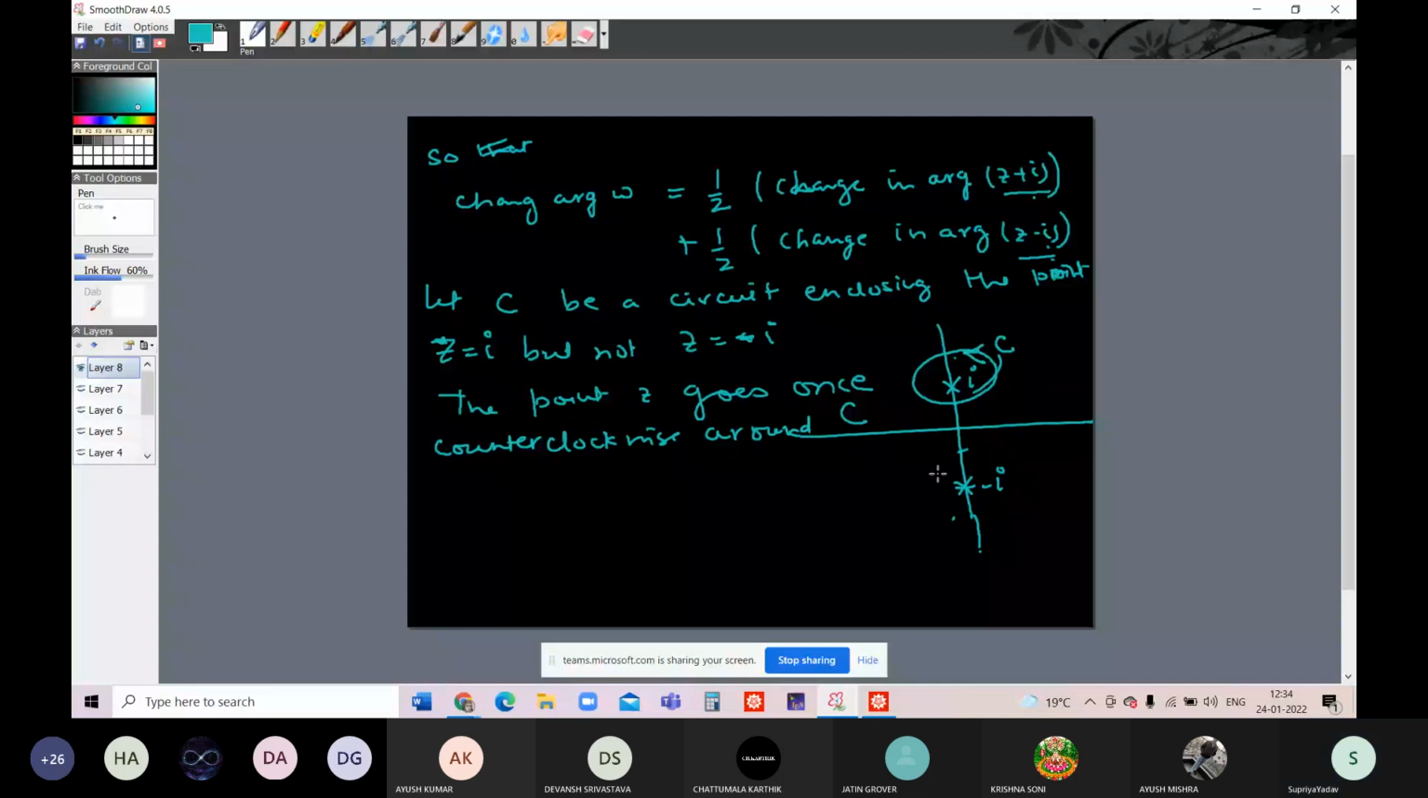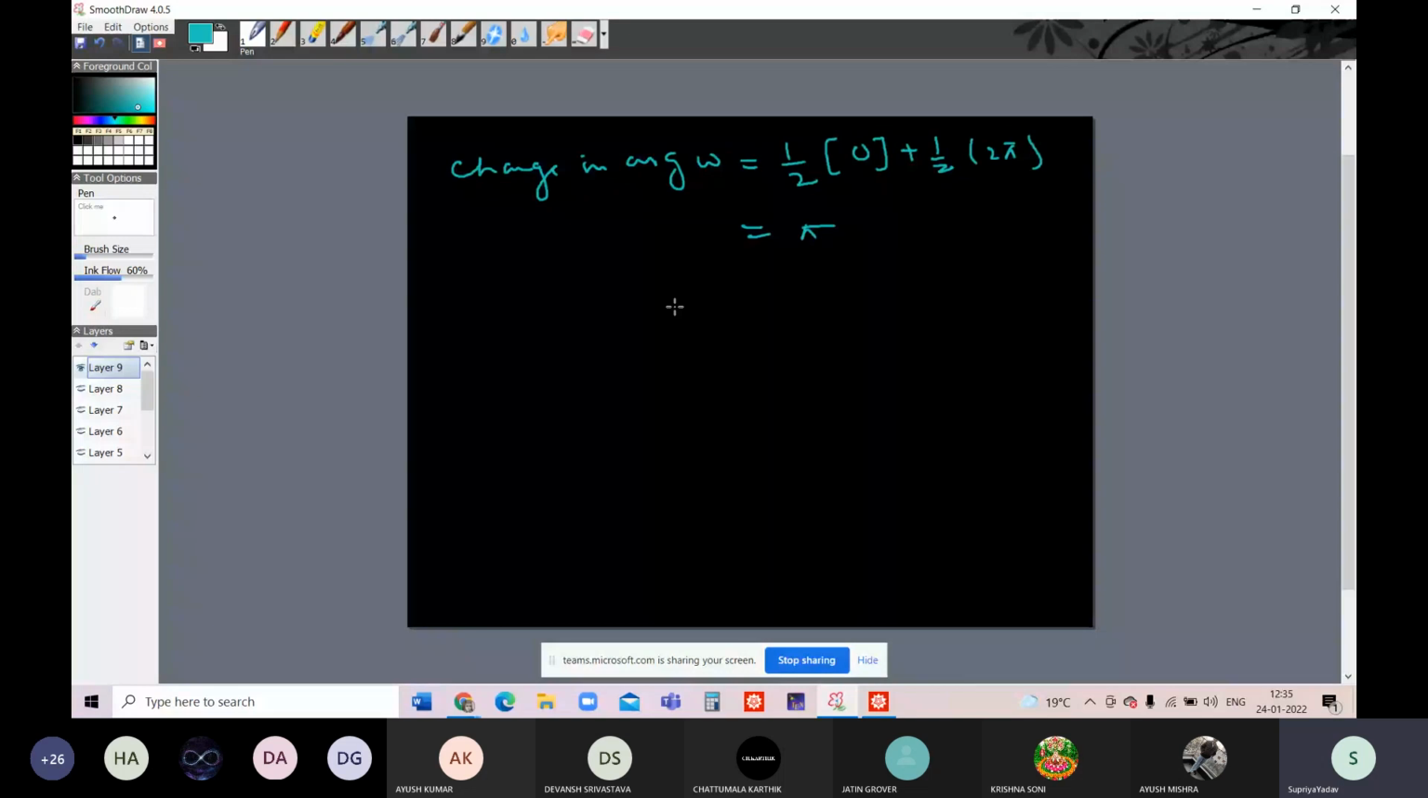It means that this will cause the change in argument of z minus I to be 2 pi, but the change in argument of z plus I will be 0. So finally the change in argument of W will be, so change in argument of W must be 1 by 2 change in z plus I, which is 0, plus 1 by 2 change in z minus I, which is 2 pi, so it will be pi.